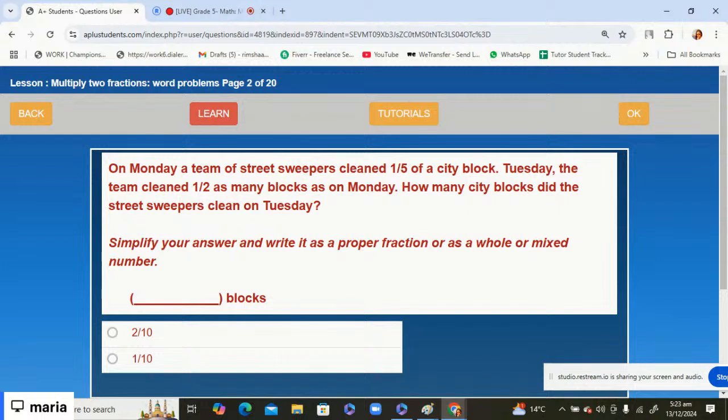So, what's the answer? 1/5 and 1/2? Just a multiplication and then tell me. It's 1/10 or 2/10? Option 2. Very good. Everyone have the same answer? Good, it's 1/10.